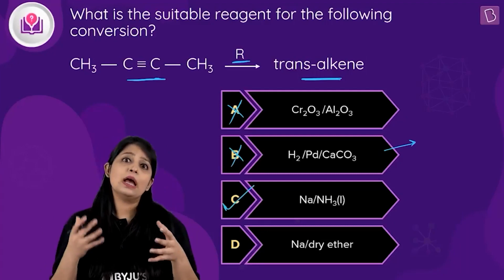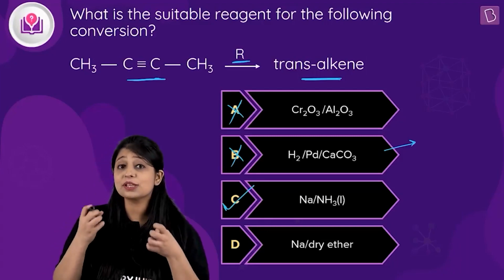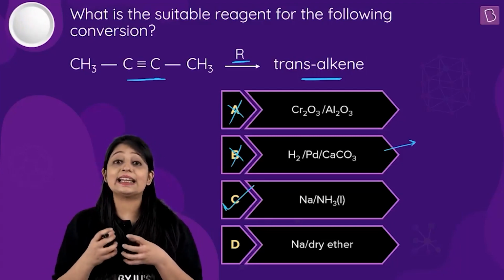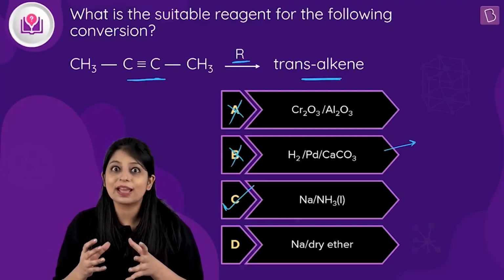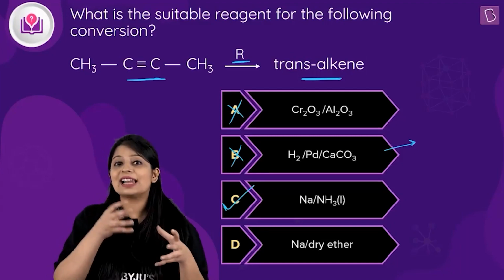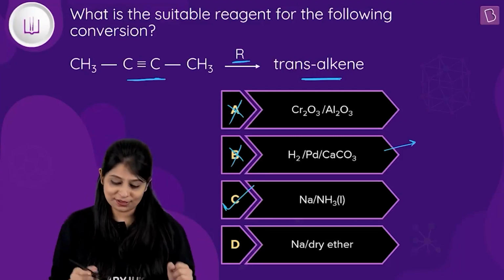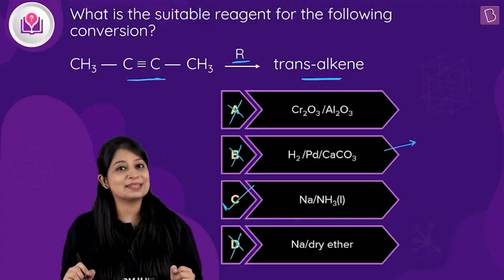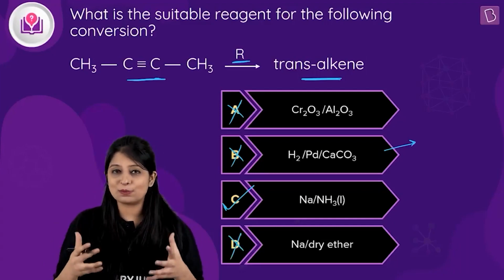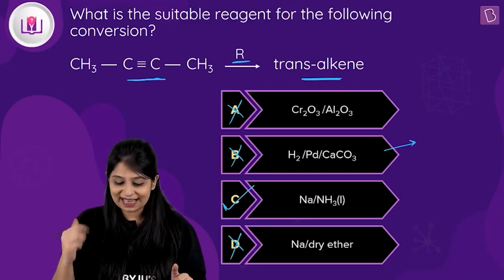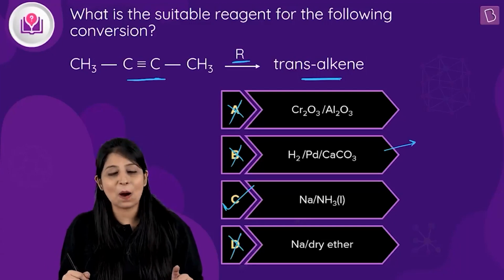What about option D? Well, we use sodium and dry ether in the Wurtz reaction in the conversion of alkyl halides to alkane. So even this reaction is not correct. So this option is not correct. So the correct option to this question is option C.